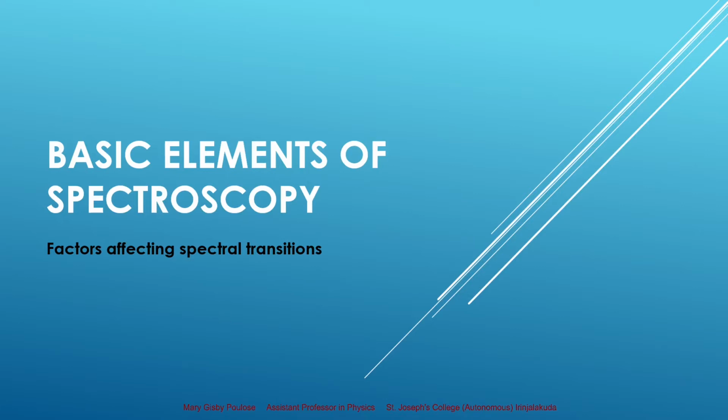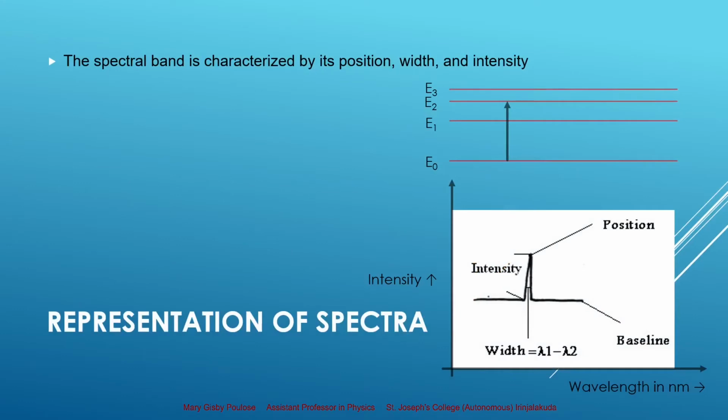Today, we shall look into the different factors that affect a spectral transition. Now, a spectral band is formed when atoms or molecules move from a particular energy level to another energy level. So, if we consider absorption, atoms or molecules in the ground state may absorb energy and get excited to move towards the higher energy levels.